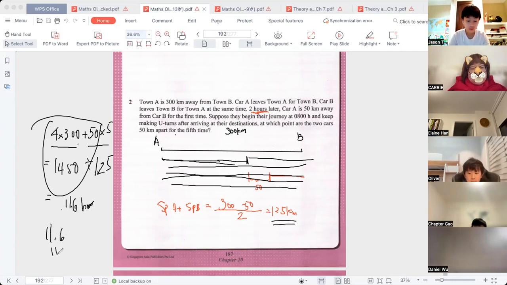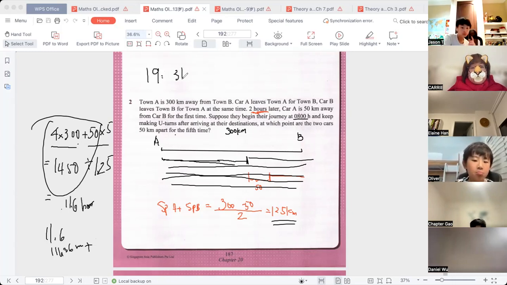就是什么？11个小时又36分，对不对？11 hours and 36 minutes. So you plus 8 hours, so equals 19:36. 就是晚上7点36分的时候 they are exactly 5th time 50 kilometers away from each other.